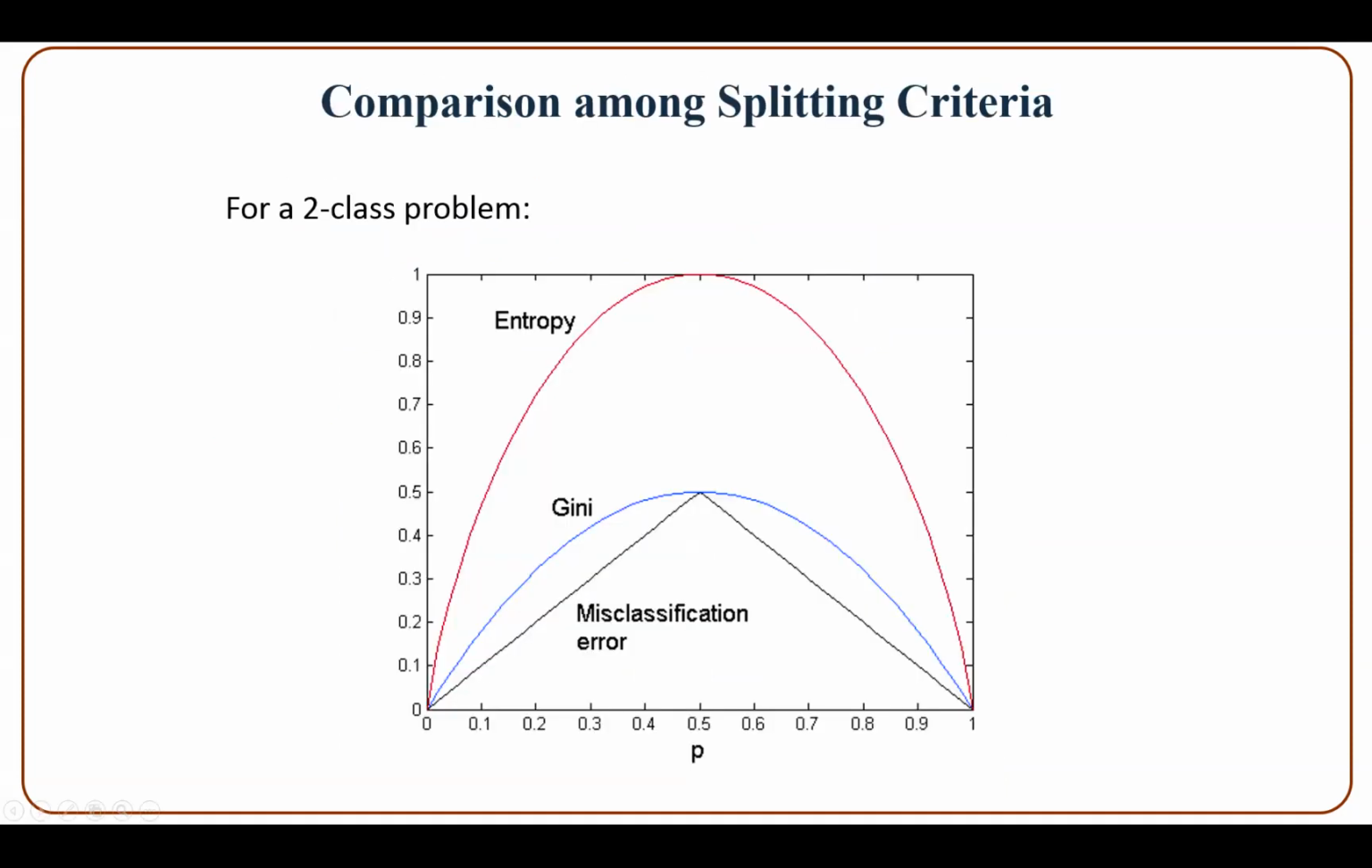This figure compares the values of the impurity measures for binary classification problems. P here is the fraction of records that belong to one of the two classes. So you can see all the three measures get the maximum value when P is equal to 0.5 and attain the minimum values when all the records belong to the same class, meaning when P equals 0 or 1.